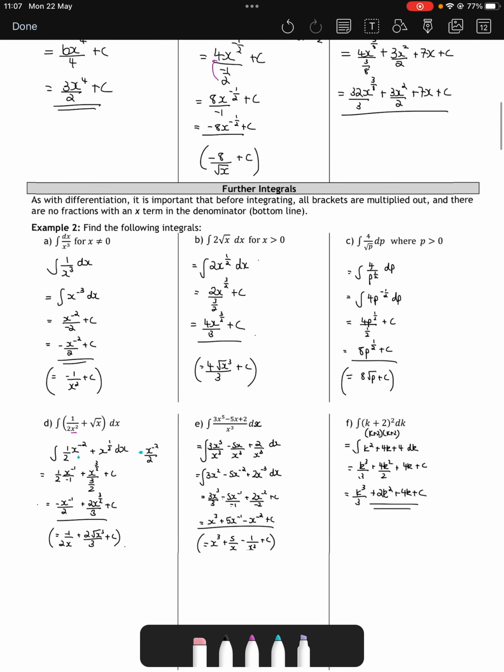Okay, so really it's about taking your time, getting it out of the form that it's in. So you can't have roots, you can't have brackets, you can't have fractions. Integrate it, and then obviously you put it back if you had to.